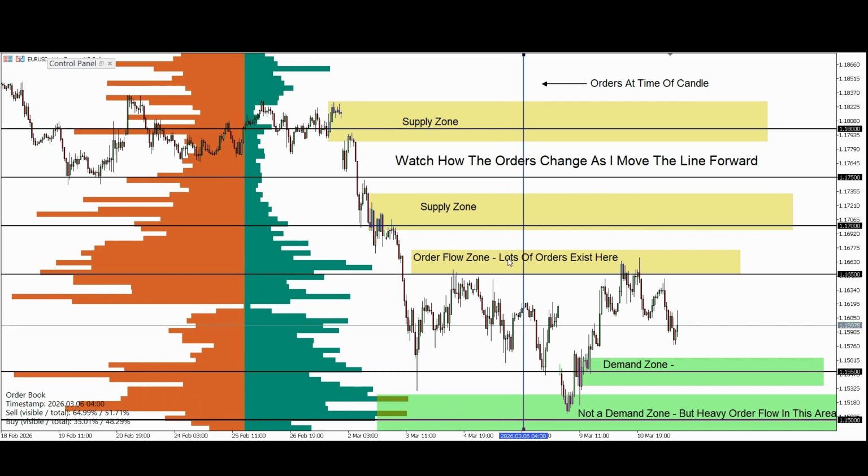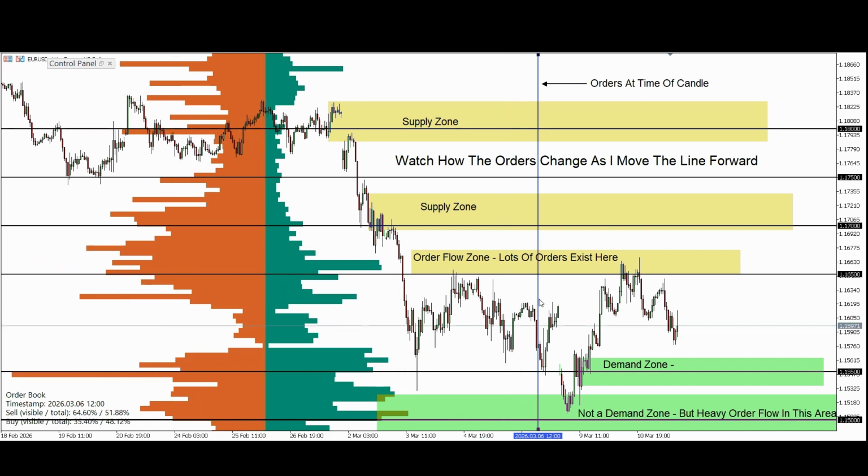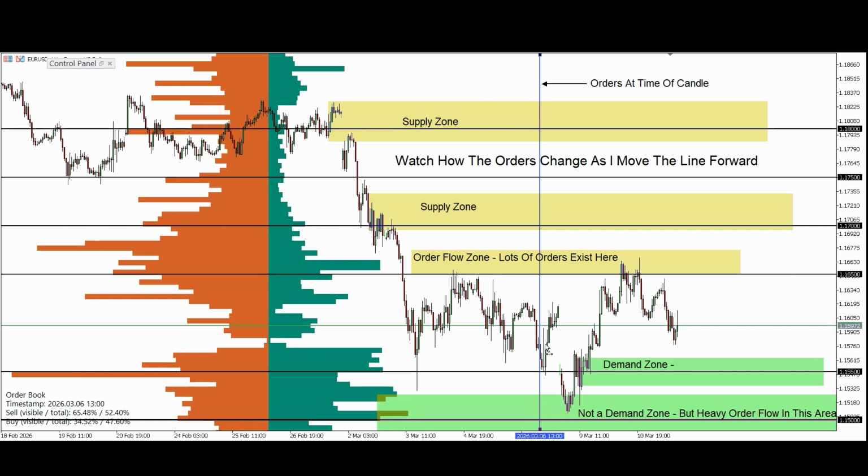You're no longer treating every supply or demand equally. You're filtering them, validating them, only trading the ones that are backed by real order flow. Here's another layer to this, and this is where you really start to understand how dynamic the market actually is. The order book is not fixed, it's constantly changing.